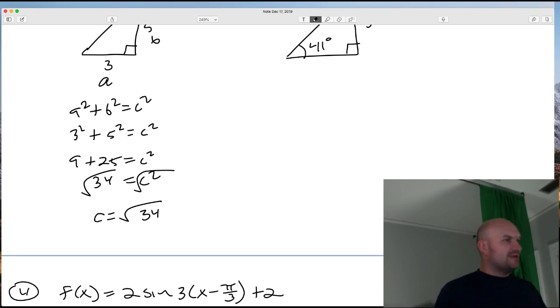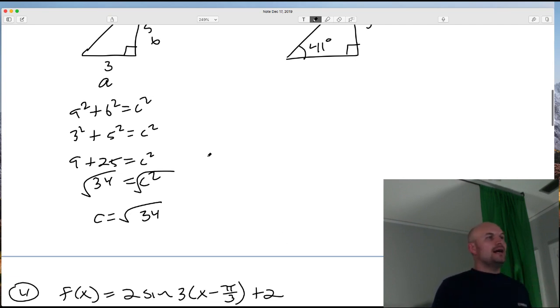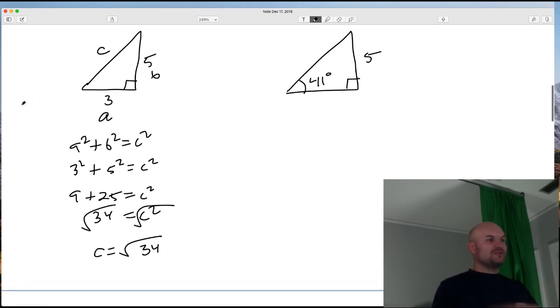And again, just remember, even though a lot of times when we introduce the square root we're using the plus or minus, in this case we don't need the plus or minus, because when we're dealing with the hypotenuse, it's always going to be positive. The length of a triangle side is always positive. So we can just say C is the square root of 34.